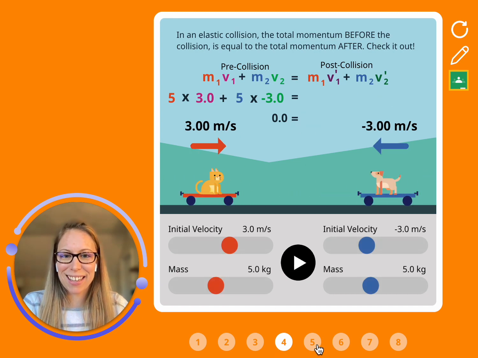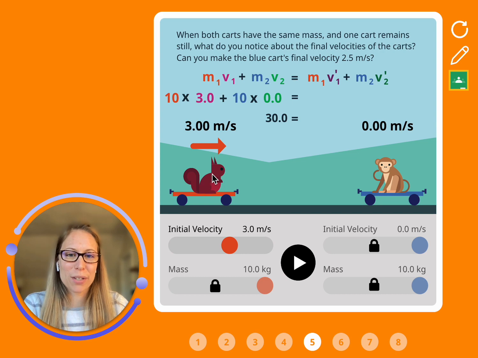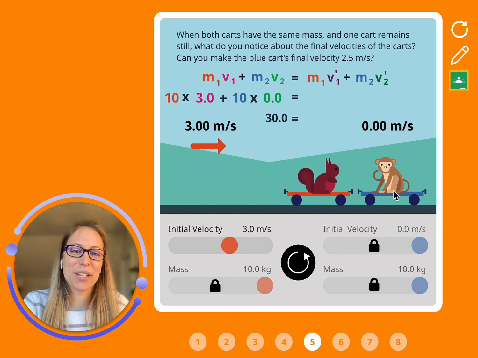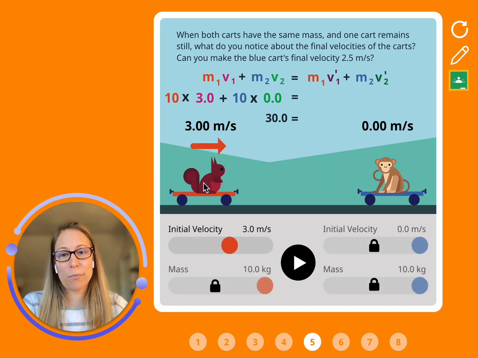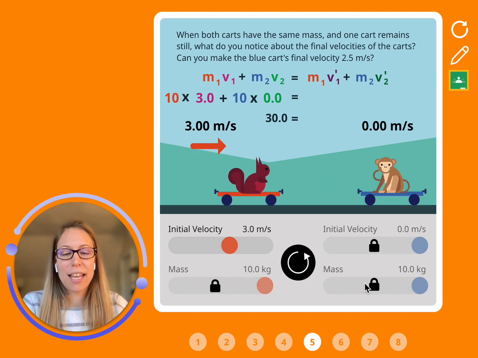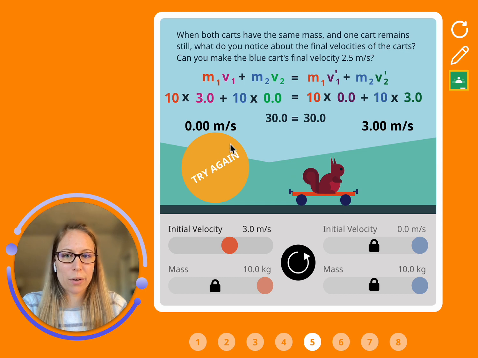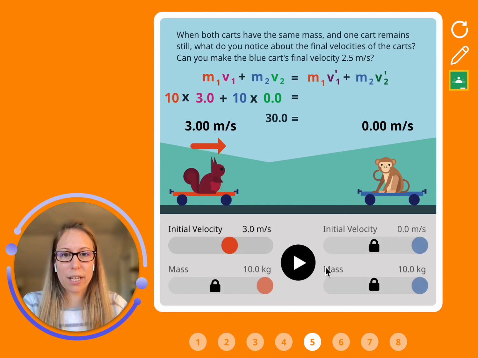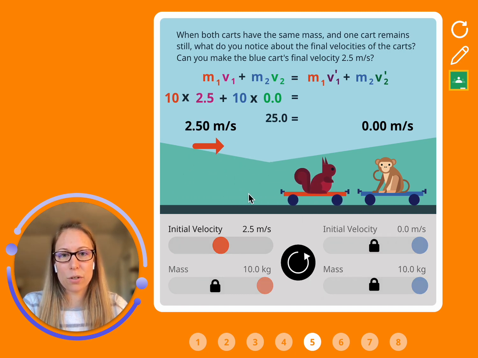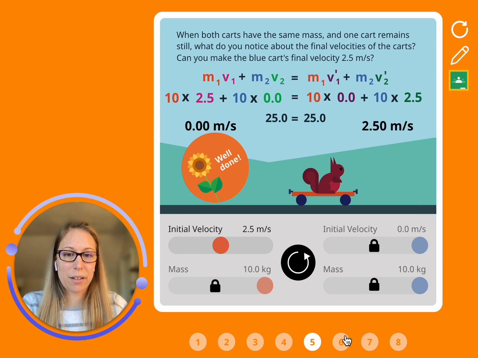So let's look at some examples. Here we've got a squirrel and a monkey that somehow weigh the same amount, but okay. The monkey's not moving, so all of that momentum from the squirrel is going to get transferred to the monkey. The reason it's telling us we're not quite getting it right is because they actually want to see if we can get the monkey to go 2.5 meters per second. So again, if the masses are the same, the only thing we can change is the speed. We know that the initial speed going in is going to match the speed going out.